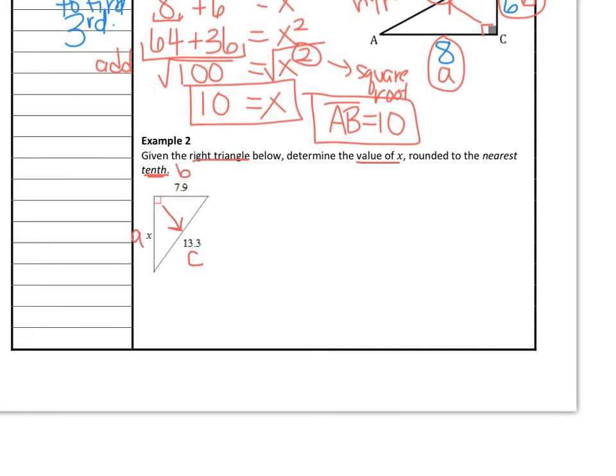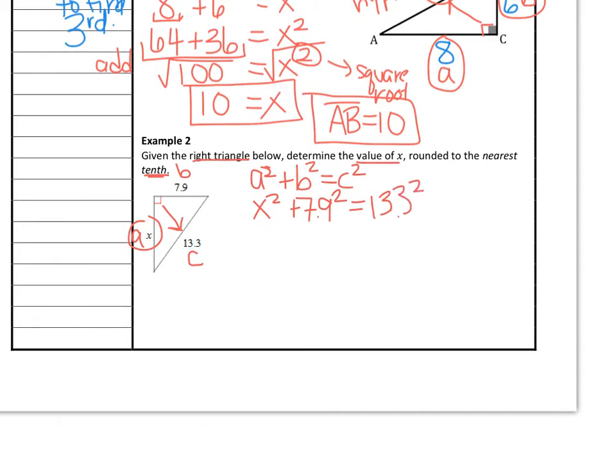Now it doesn't matter which one you label A or B. It can be that X was B and 7.9 was A, because you're just going to be putting them on the same side of the equation together and then adding them together. So it doesn't matter which order you do that. I'm going to rewrite my formula: A squared plus B squared equals C squared. And then I'm going to plug in X here, plus 7.9 squared equals 13.3 squared.